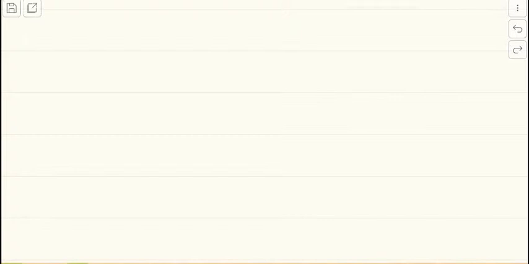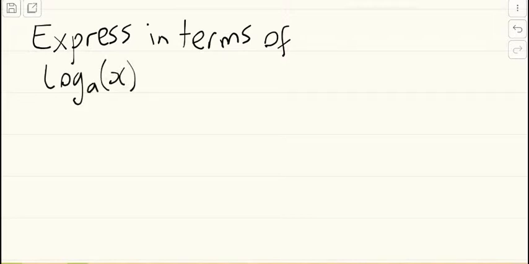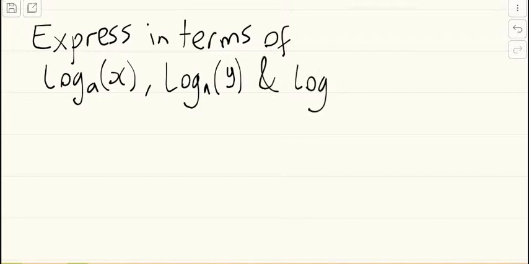So, for the following examples we want to express in terms of log to the base a of x, log to the base a of y, and log to the base a of z. Okay, so we want to express the following like that. Let me show you what I mean.